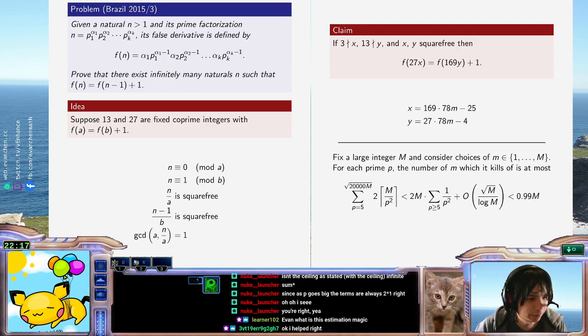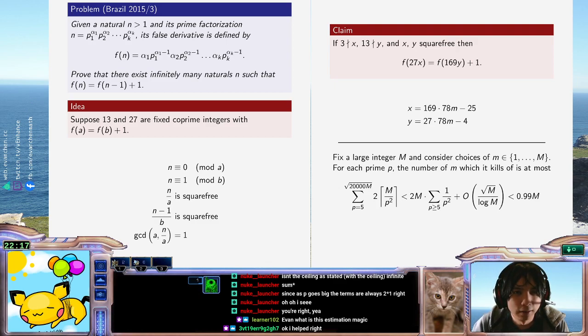Alright, any questions? What is this estimation magic? It's not magical, it's just not that many numbers. Your intuition should be that the number of square-free integers is... Actually, I don't know what the number is. Sorry, let me get it.